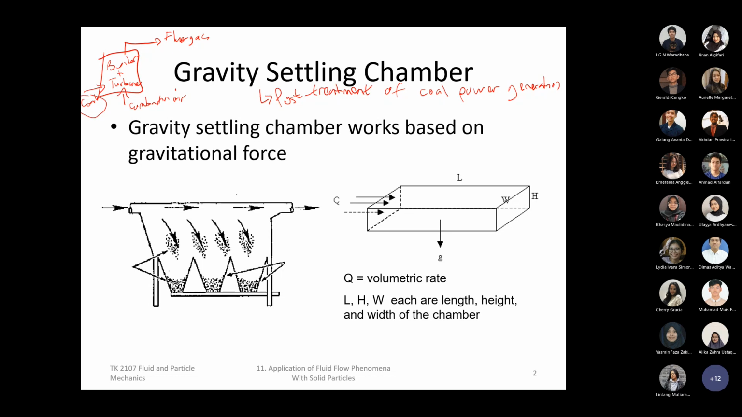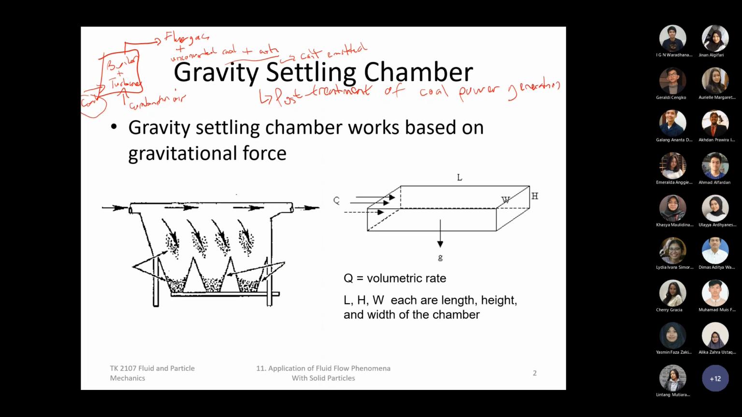The problem with this application is that sometimes we have some unconverted coal, or even worse, we have ash, which is the solid impurities as a product of the coal combustion, and this cannot be emitted to the environment because of the environmental problem. It's hazardous and so on.